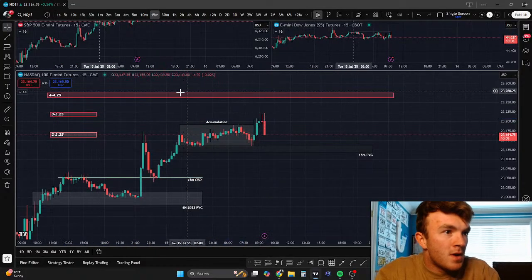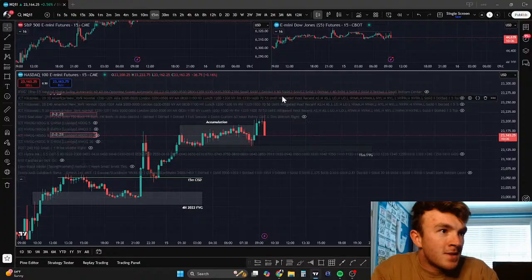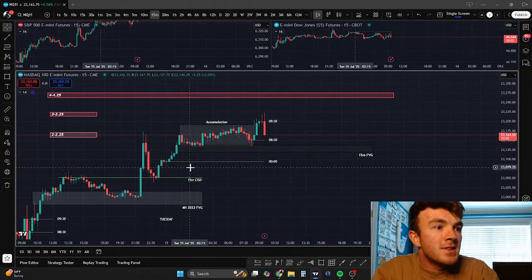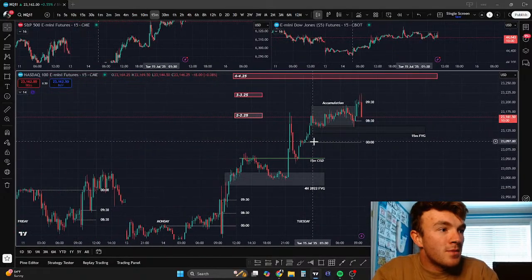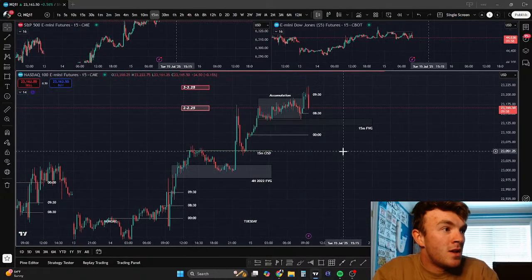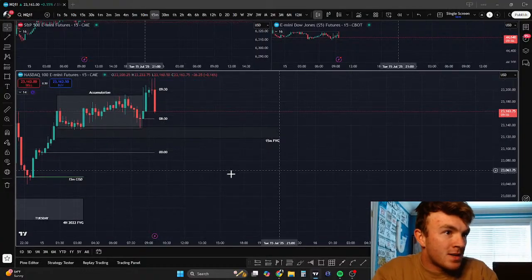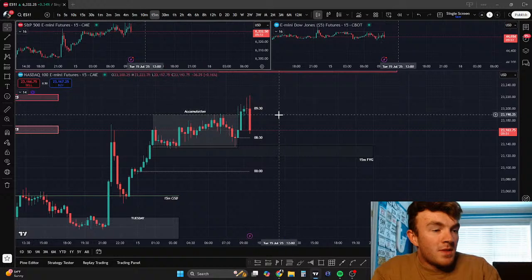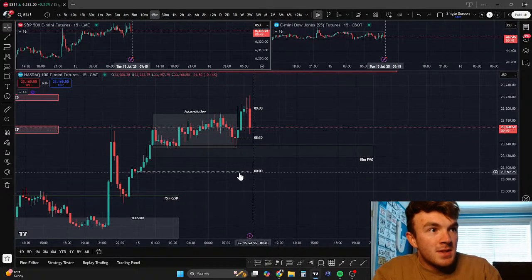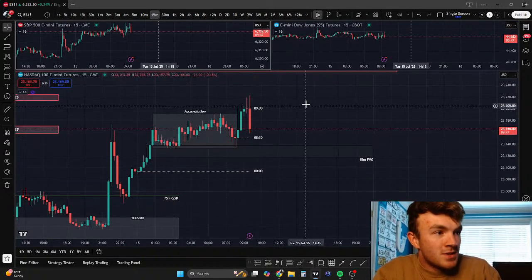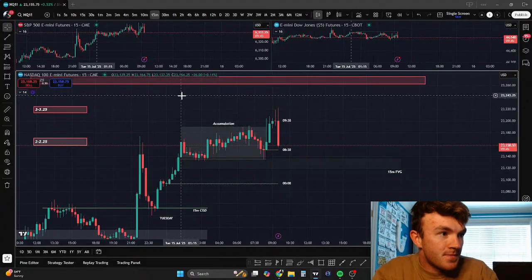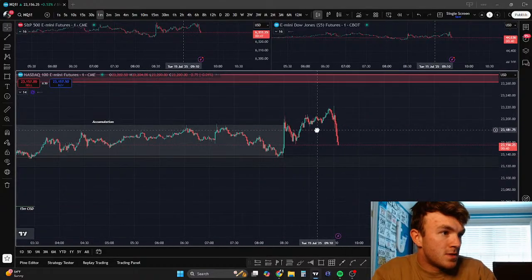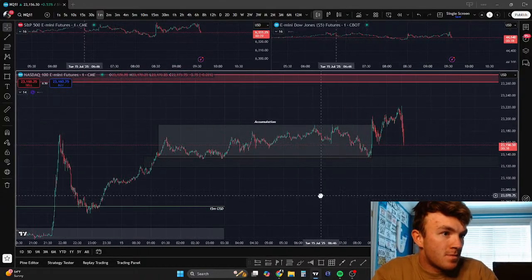Okay, so let's try and figure out where 9:30 and 8:30 are and midnight. Midnight's down here. Will we go all the way below midnight? I'm not sure, but possibly we could definitely go below 8:30. One thing is for sure, I'm looking for an SMT below these range lows probably. So here we go. Accumulation.